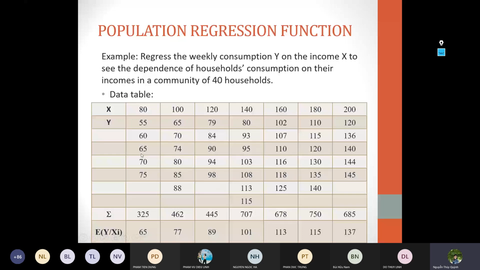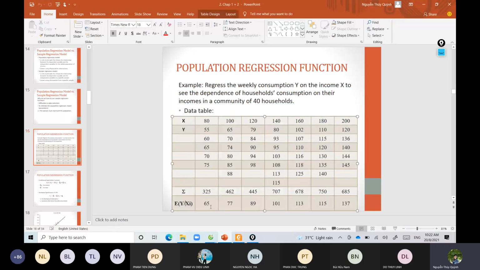The same happens when the level of income is $100 per week, and so on. We have 40 observations here. The relationship between X and Y is a statistical relationship. But now look at this. For one level of income, we have only one conditional mean of Y. Do you remember the conditional mean, or the conditional expectation? Yes.